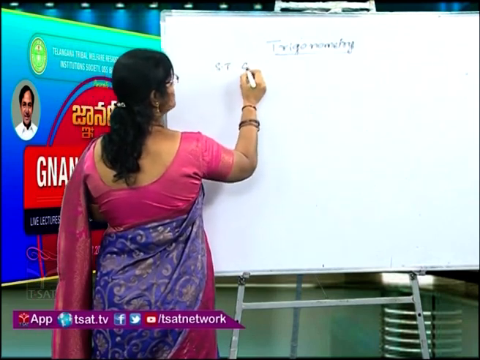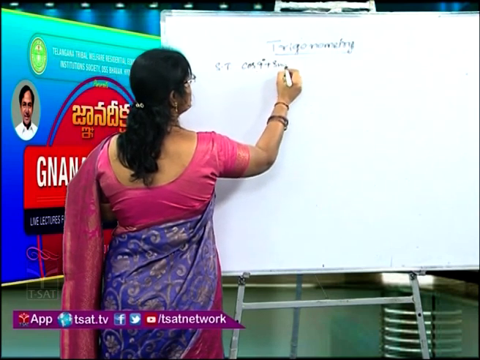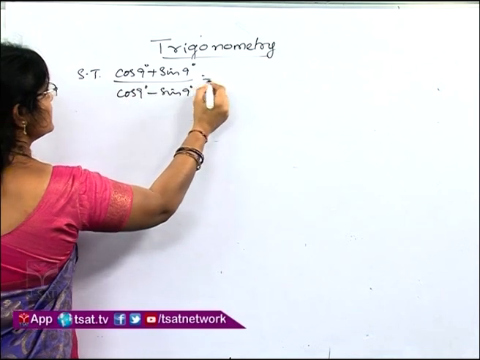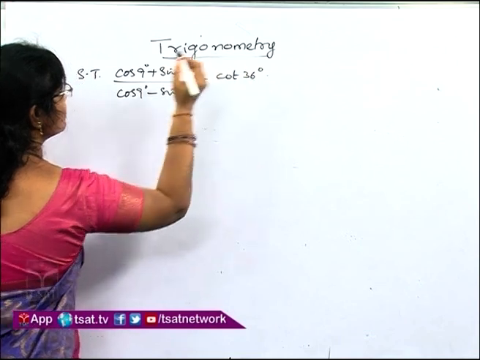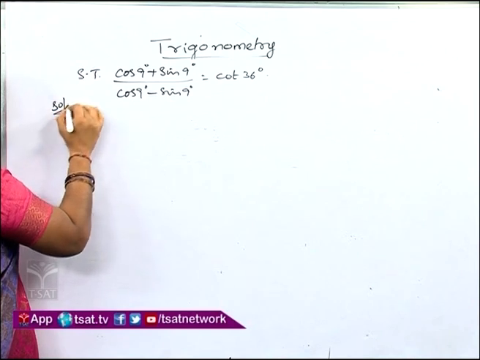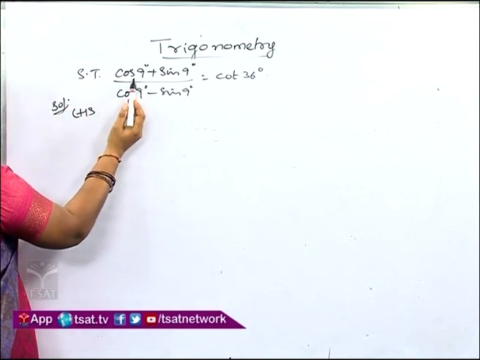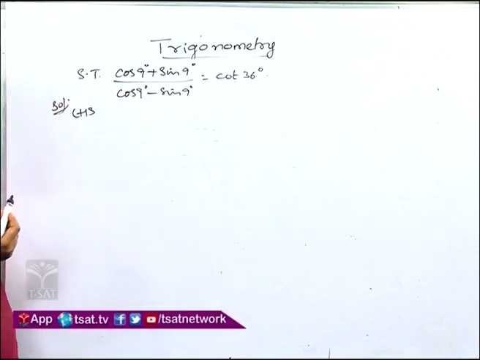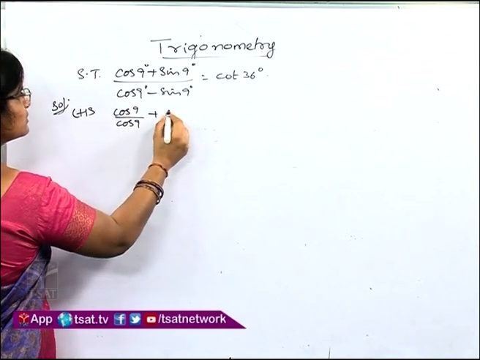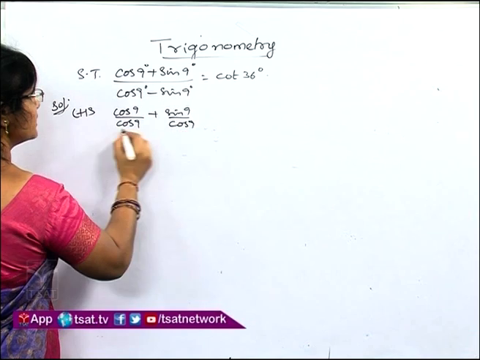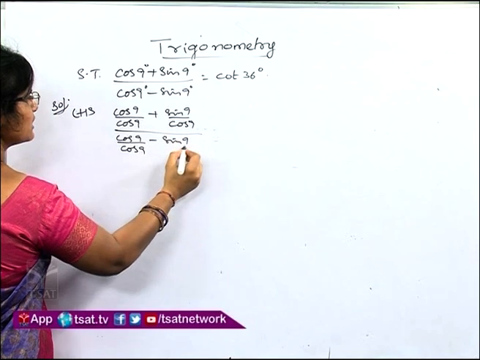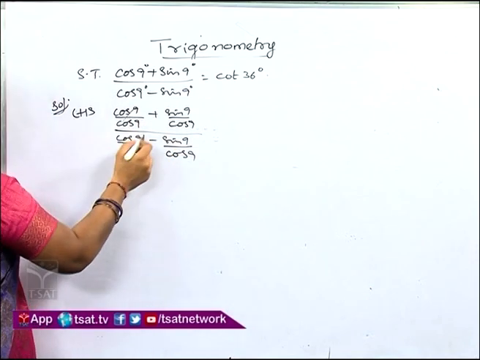Show that cos 9 degrees plus sin 9 degrees by cos 9 degrees minus sin 9 degrees equals cot 36 degrees. So, how to show? I am considering the LHS, children. Now, I am dividing numerator and denominator by cos 9 degrees. Cos 9 by cos 9 plus sin 9 by cos 9, by cos 9 by cos 9 minus sin 9 by cos 9. So, your cos will get cancelled.